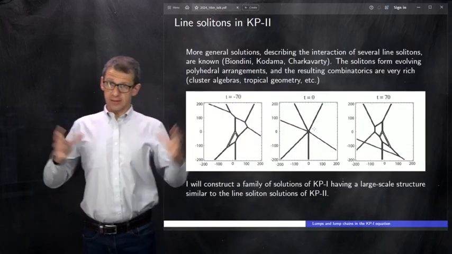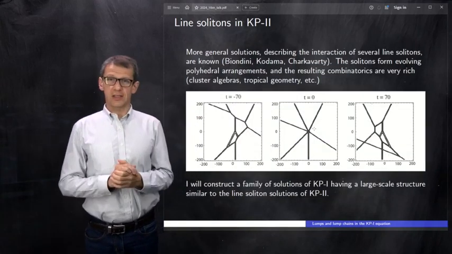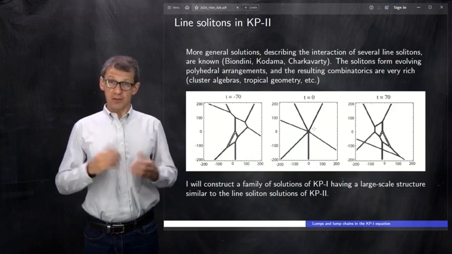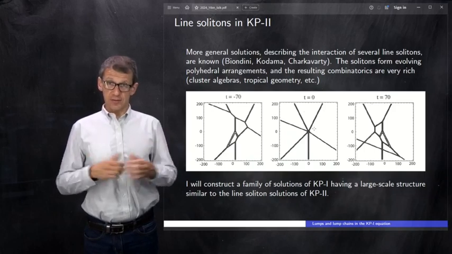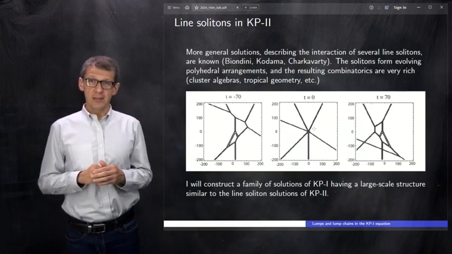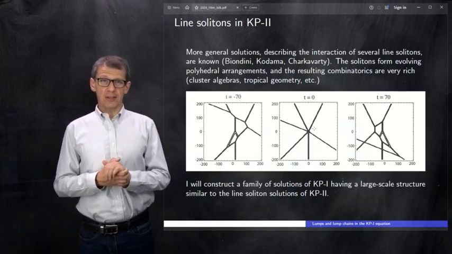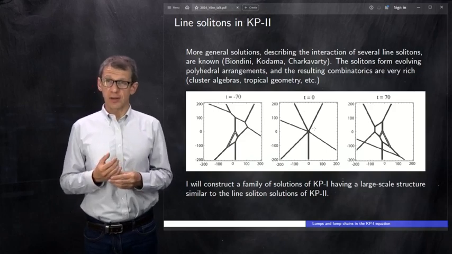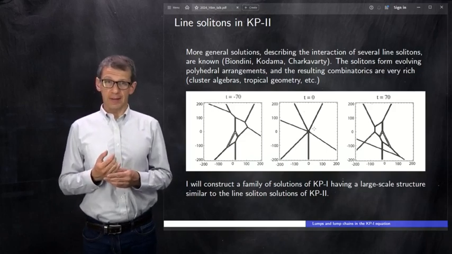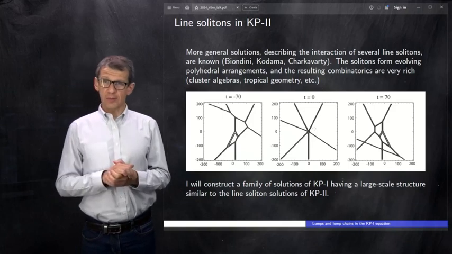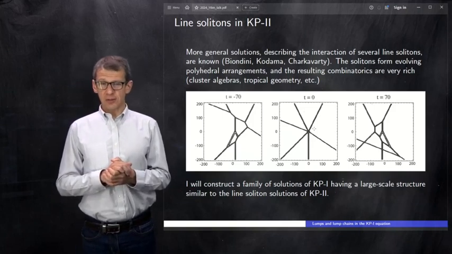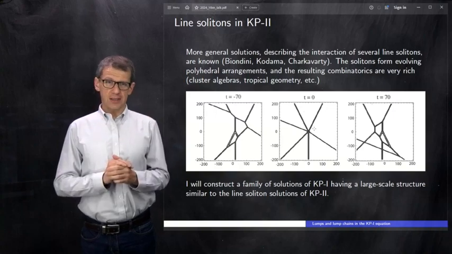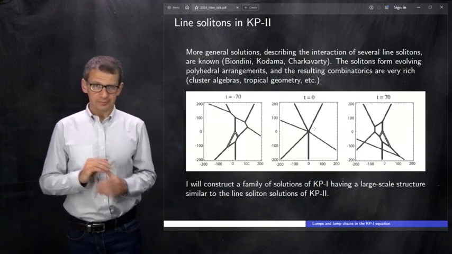And then you can imagine putting more and more line solitons together and seeing what happens. There are more general solutions describing interactions of several line solitons, and they form these beautiful evolving polyhedral arrangements. There's a lot of interesting combinatorics related to this: cluster algebras, tropical mathematics, and so on. What I'm going to do in my talk is to construct a family of solutions of KP1, which have the same large-scale structure as the line soliton solutions of KP2.